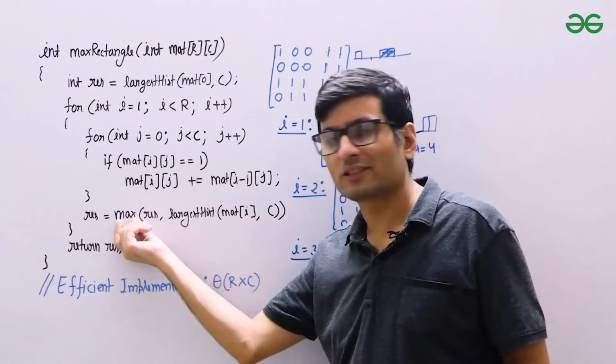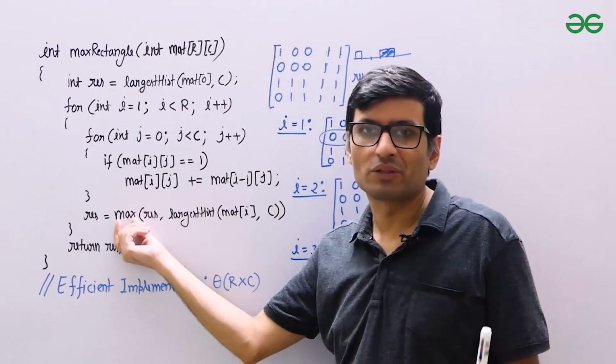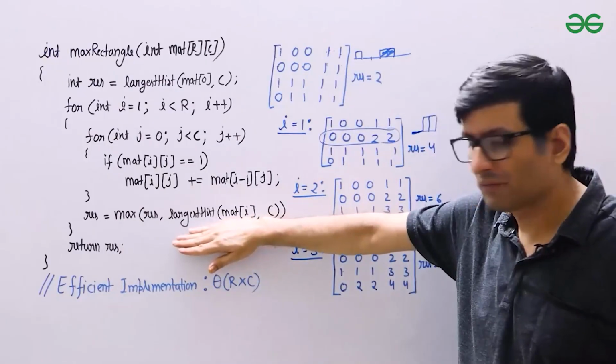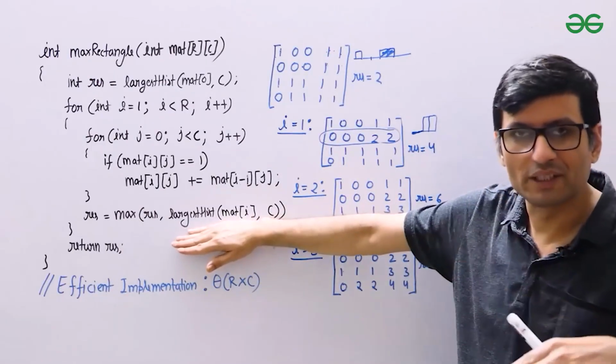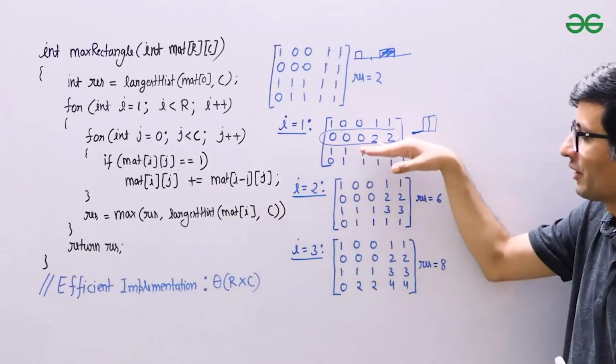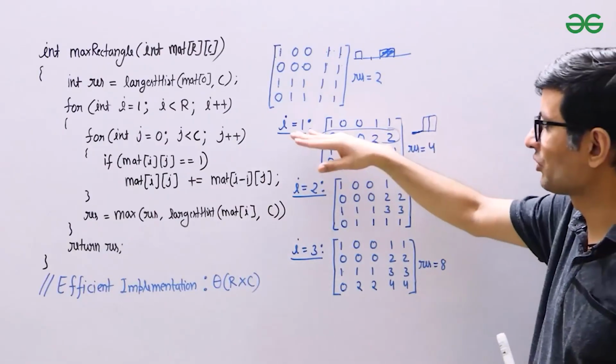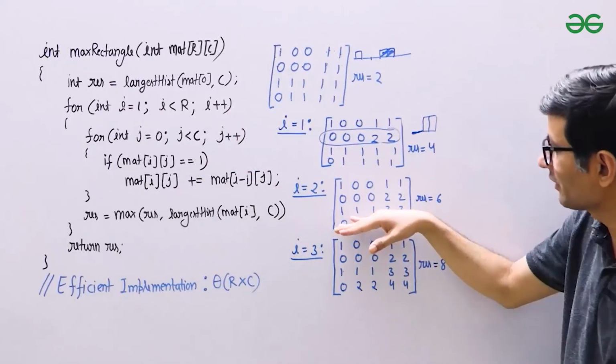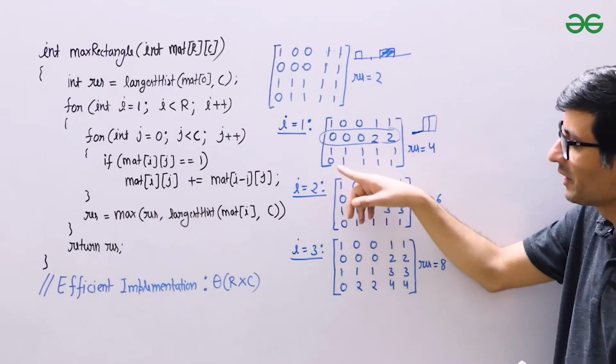And this max is C++ style. If you're programming in Java, you can use Math.max. So we call this function for every row as a base, right? So we call this for this row, and after this row is processed, we go to the next row. i becomes 2, and we come here, and now we again do the same thing.